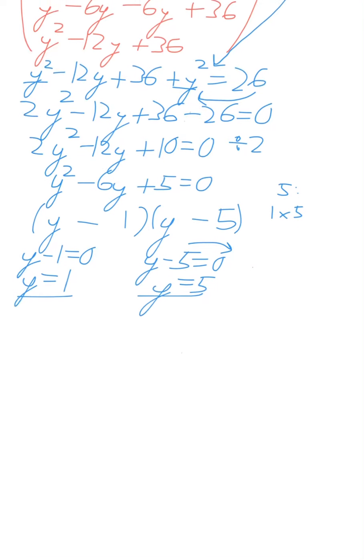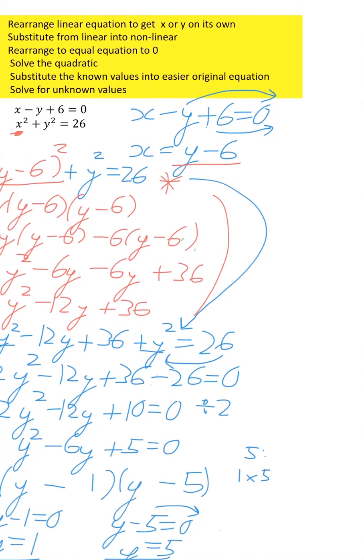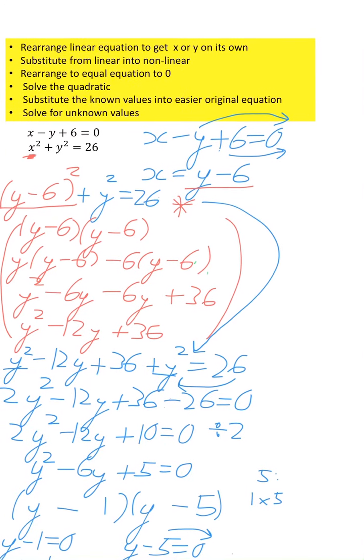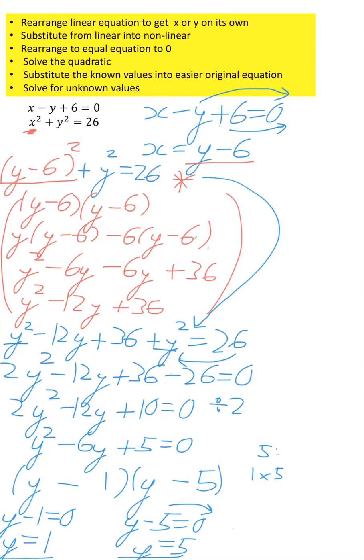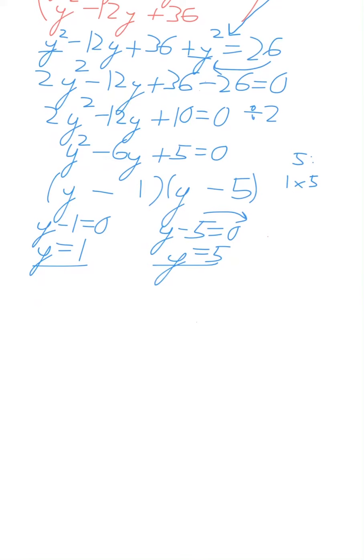So now let's substitute y equals 1 and y equals 5 back into the original linear equation. We can see, from the original, that x minus y plus 6 equals 0 is definitely the easier original equation. We arranged that to have x equals y minus 6. So that's the equation we're going to use. So let's go back down. So we have x is equal to y minus 6.